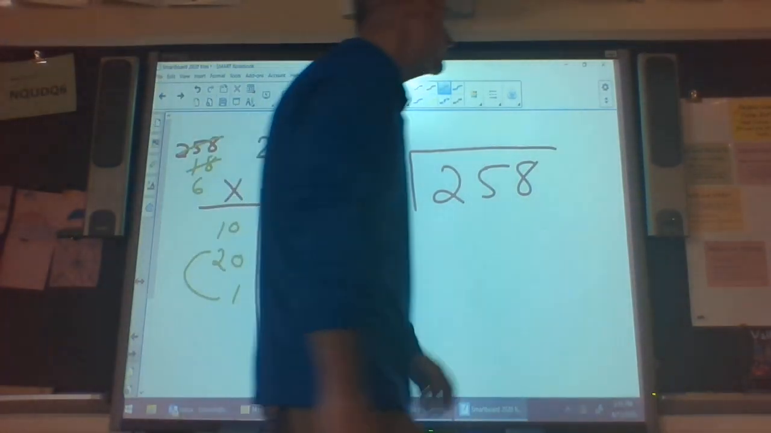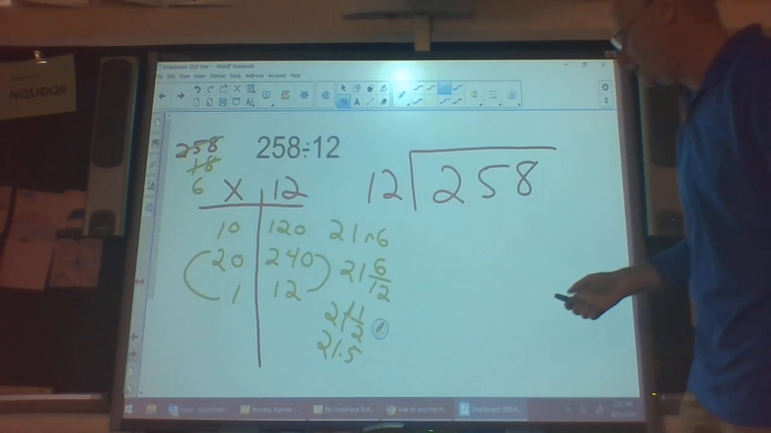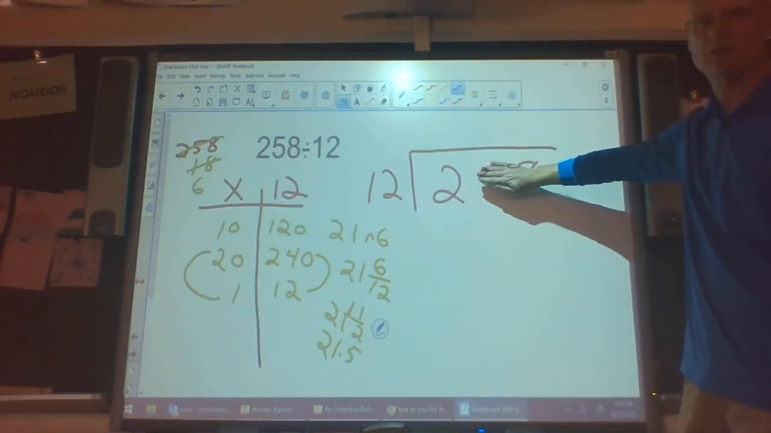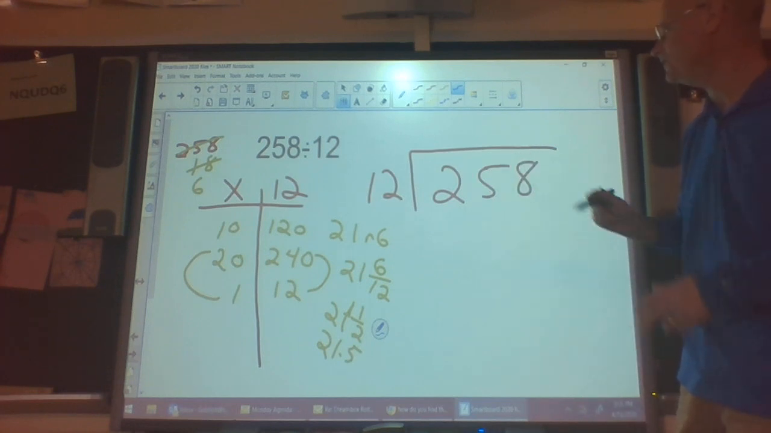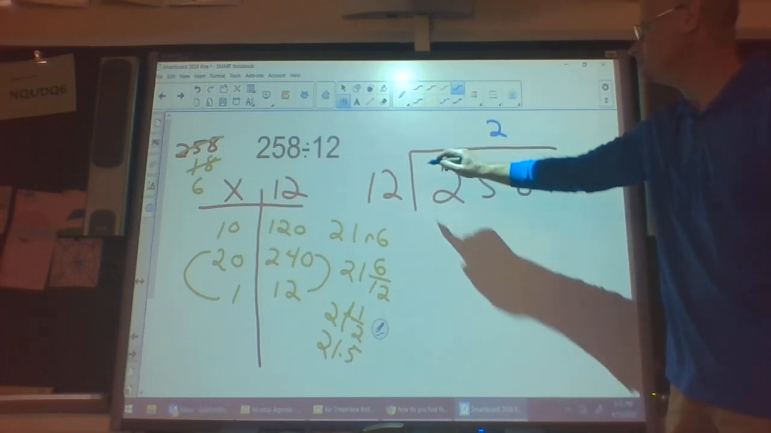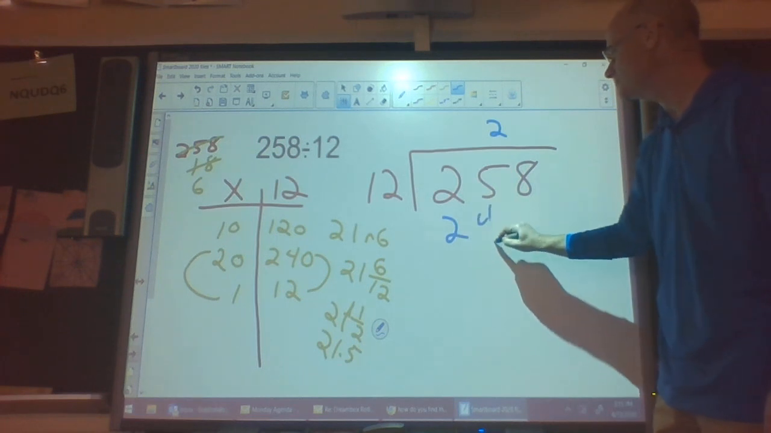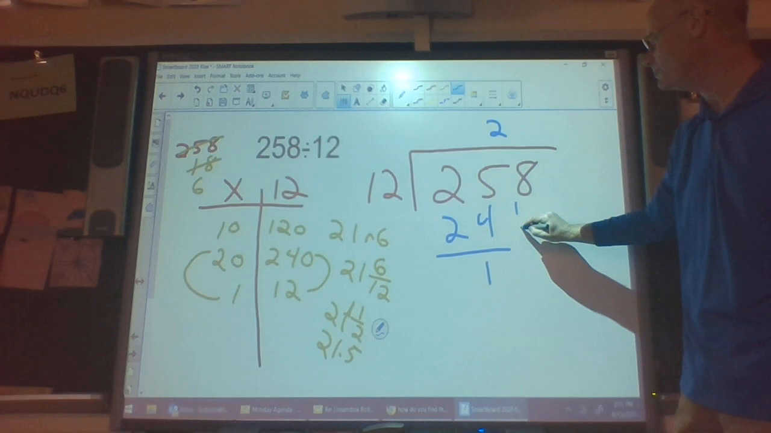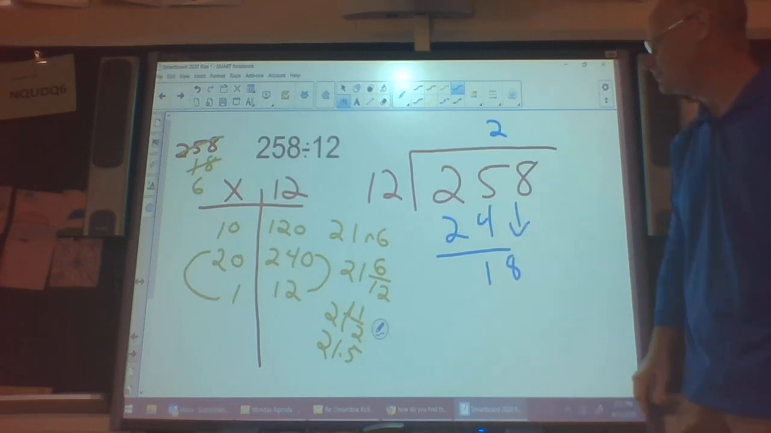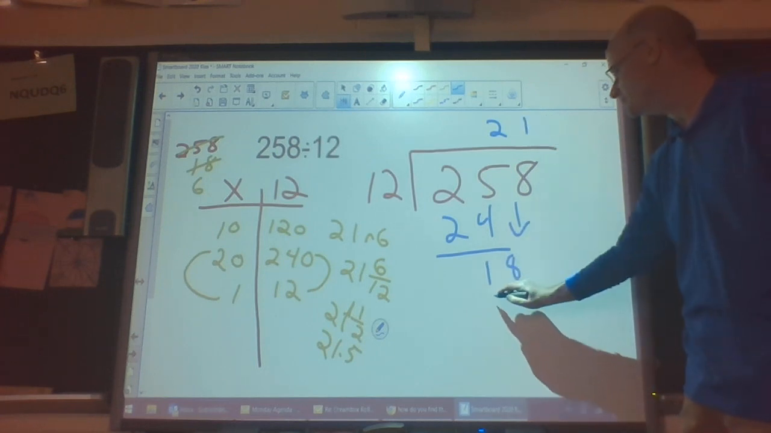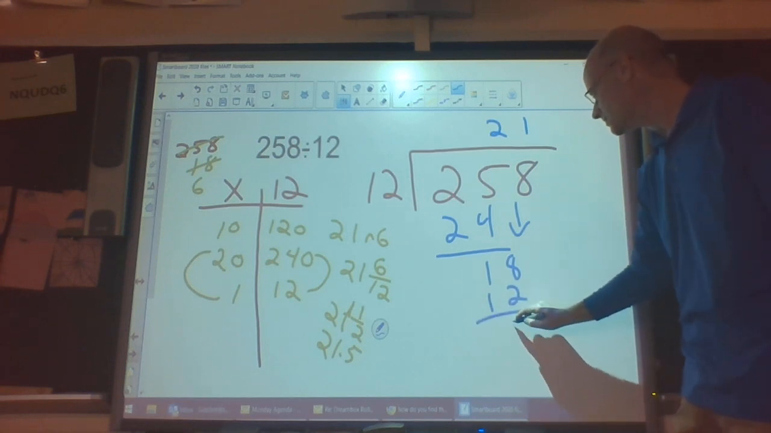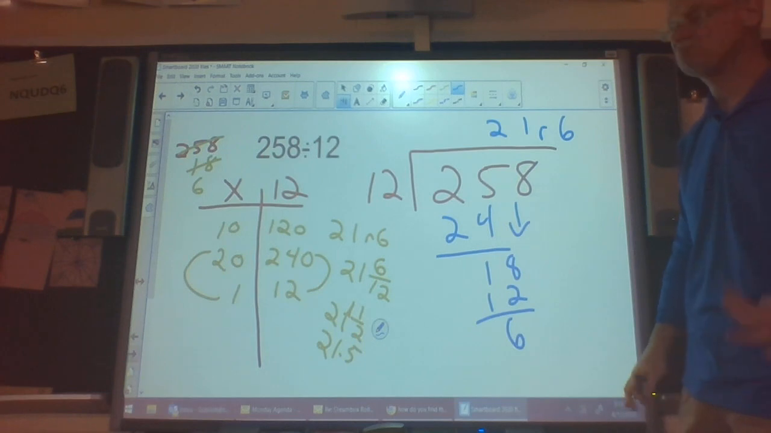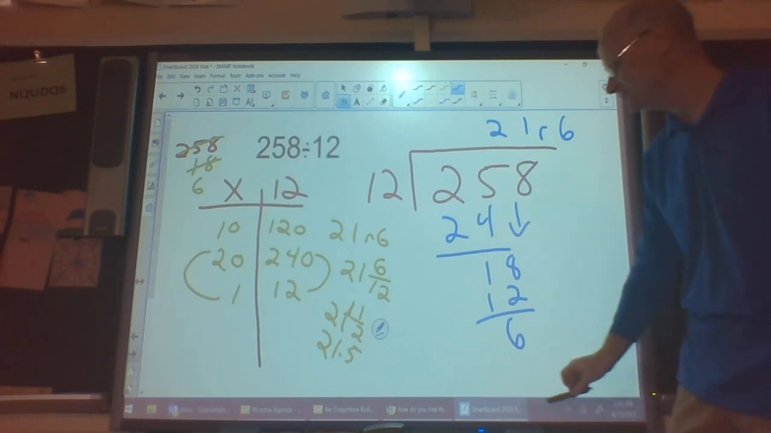I can come on over and do standard algorithm, and I'll change the number. How many 12's in 2? Well, none, of course. How many 12's in 25? 2. 2 times 12 is 24. If I subtract, I get 1. 1 smaller than 12, I can bring down my 8. How many 12's in 18? 1. Get 12. 6. So I have 21 remainder of 6. Not so bad. Okay.